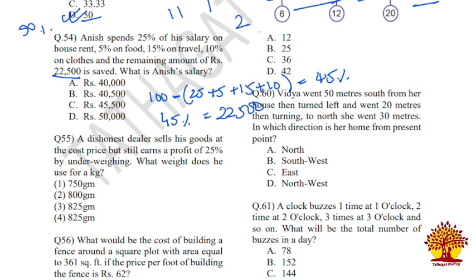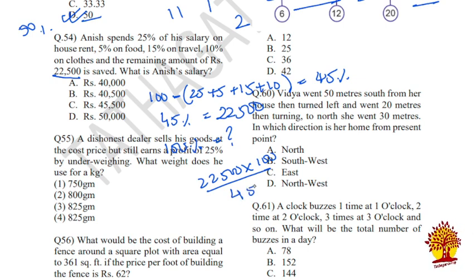45% is 22,500. Then what will be 100%? What will be the total salary? 22,500 into 100 divided by 45. You will get the answer as 50,000. 50,000 is the right answer.